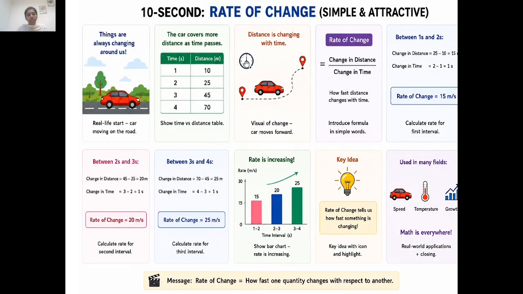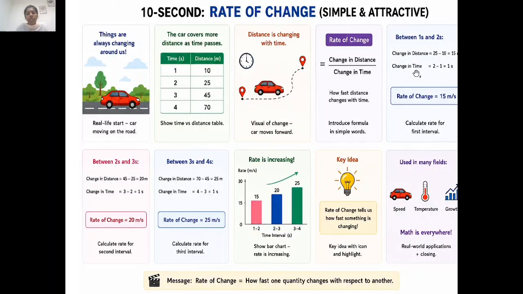Now let us understand rate of change in a real life application. Let us take a problem of a car moving on the road. Let us fix the time of 1 second. It covers a distance of 10 meters. For 2 seconds it took 25 meters, for 3 seconds it took 45 meters, and for 4 seconds it took 70 meters. Now let us look at the distance traveled by the car with respect to the change of time.